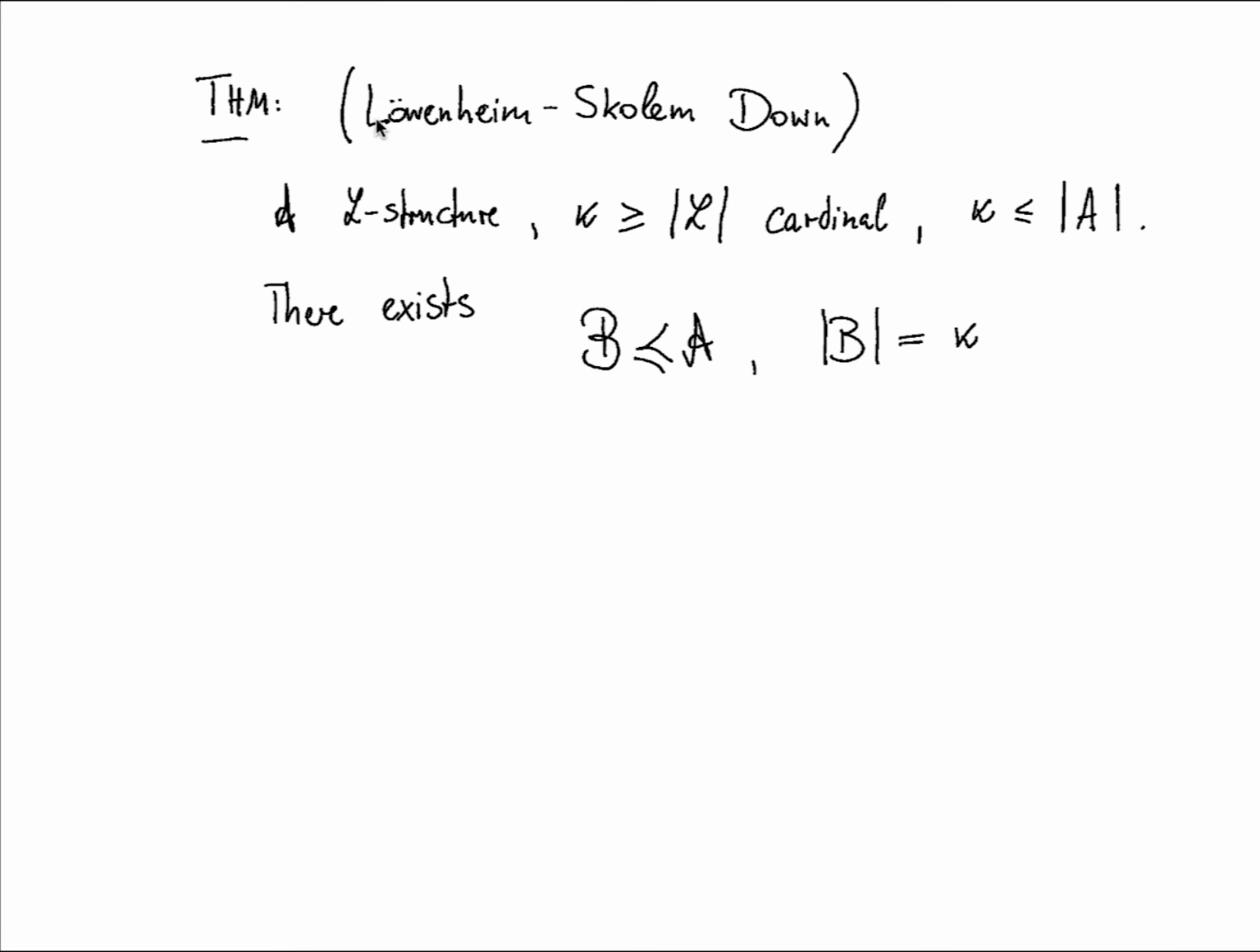So here's the statement of the corresponding theorem, called the downward version of the Löwenheim-Skolem theorem. If A is an L-structure and kappa is a cardinal at least as large as the cardinality of the language, and on the previous slide I gave some intuition why we need to require that, because otherwise we could formulate requirements over a structure that would be impossible to meet with a structure of cardinality less than the cardinality of the language, and we also have that kappa is at most the cardinality of A, then there exists an elementary substructure of A of cardinality kappa.